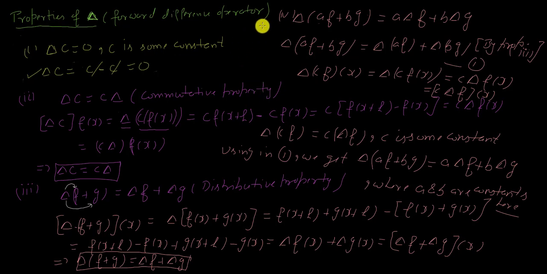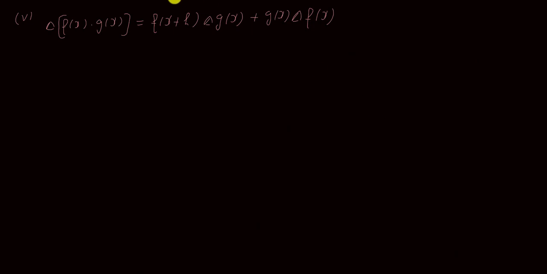So this is property number 4, this is 3rd, this is 2, and this one is property number 1. Now we will move towards property number 5. So we will try to establish the proof of this property number 5. This can be written as delta f of x dot g of x. Now use the value of the forward operator.